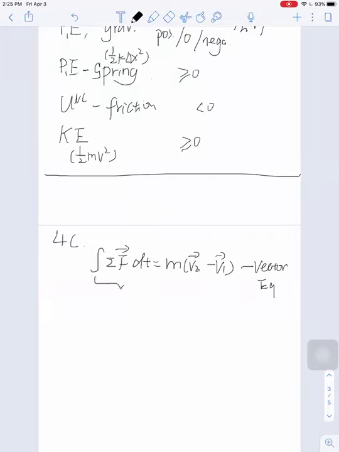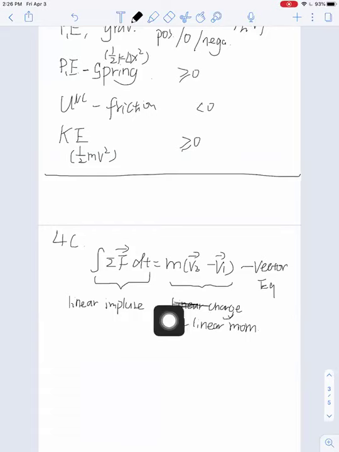On the left-hand side, we call this our linear impulse. On the right-hand side, we have the change of linear momentum. Here I stress linear because in 4D, what we learn is called angular momentum or angular impulse. That's why here I add linear, to show you that in 4C we're talking about the linear impulse, linear momentum equation.